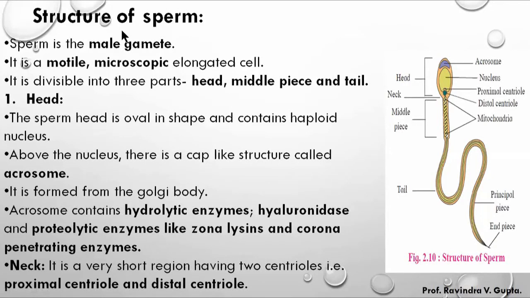Structure of sperm. Now you can see on the right side there is a diagram of a sperm. In this diagram, it shows the formation of a sperm. It takes place inside the human male reproductive system. In a male reproductive system, there is a primary sex organ, the testes.